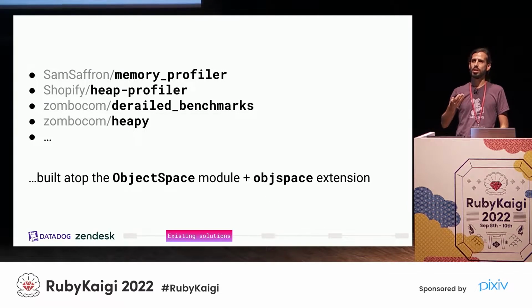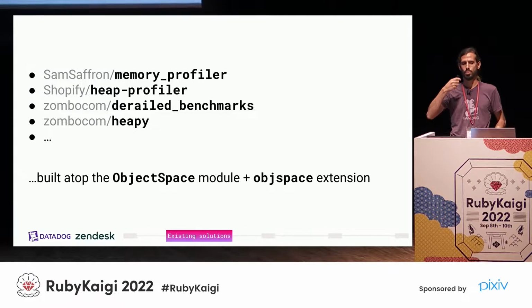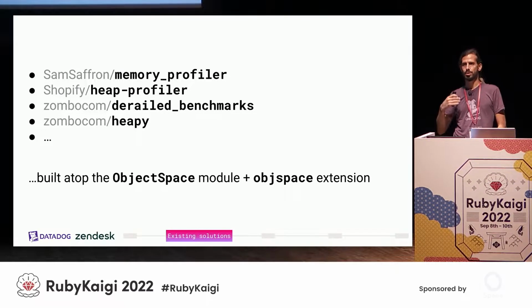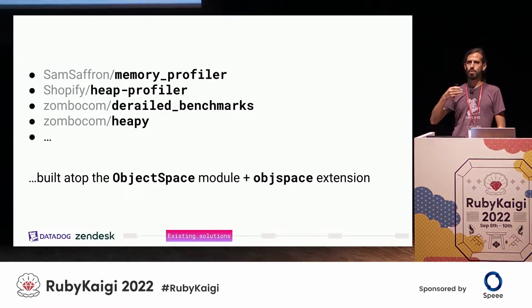There are gems such as derailed benchmarks, which is more focused on helping you reproduce the issue by giving you a harness to re-execute your endpoints and your applications to try to figure out where this is coming from. And you have gems such as Heap, which, given a heap dump, which we'll talk about next, will help you navigate that information, compare several heap dumps, etc.